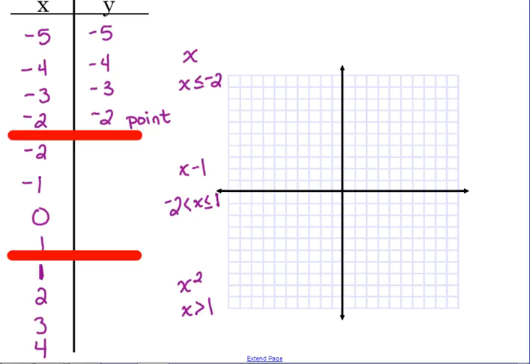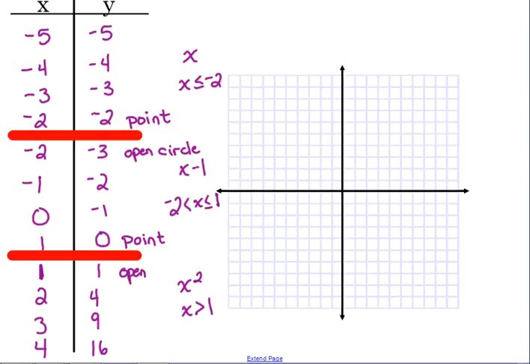For the second piece, we subtract 1 from all of our x values. So negative 3, negative 2, negative 1, 0. At negative 2, negative 3, we have an open circle. At 1, 0, we have a point, because the left side did not have the equal to, and the right side of this part did have the equal to. The third piece is x squared, so we square all of our x values: 1, 4, 9, 16. It is not equal to 1, so this has an open circle.